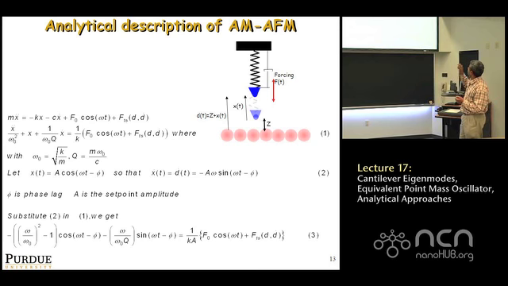So what we do is we substitute 2 into 1, into equation 1. That's all I've done. I've just substituted 2 into 1, okay? And what we get is equation 3. Okay? Everyone with me so far?